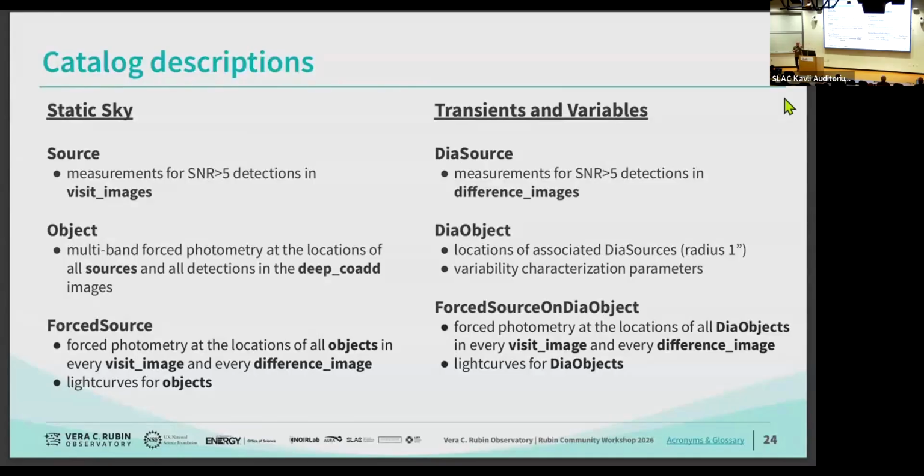So static sky objects, catalogs of astrophysical things in the sky, are either going to be in a source catalog, which is the measurements from individual visits to a sky position, or they'll be in the object catalog, which is like, think of it as the astrophysical object in the deep COAD images. And then we do forced photometry at the positions of all of the objects. We go back to all the visit images and force a measurement at the position of each object. So that's the forced source table.